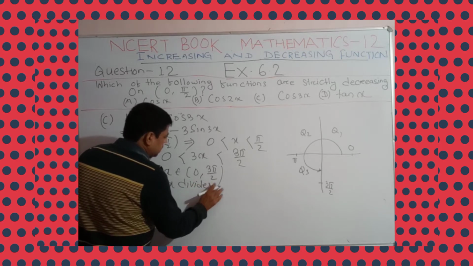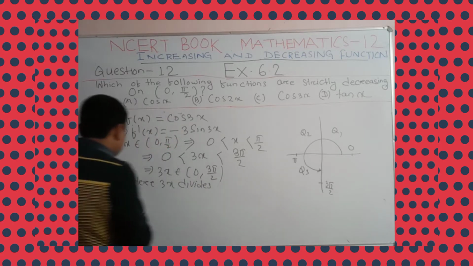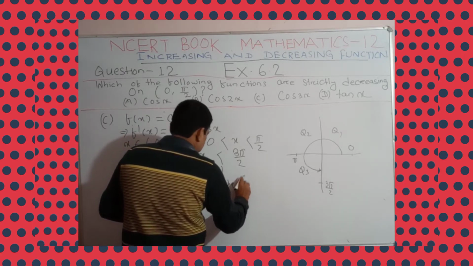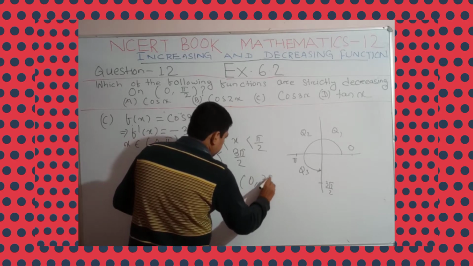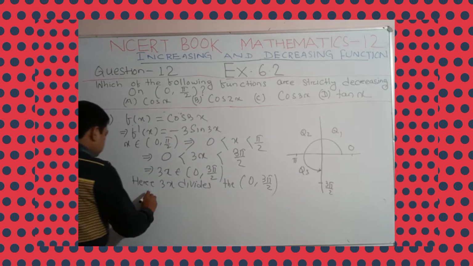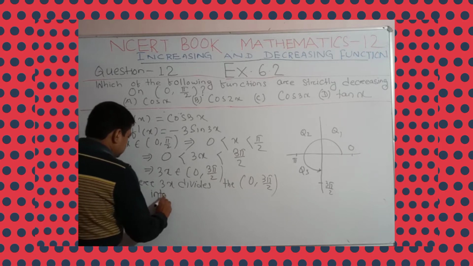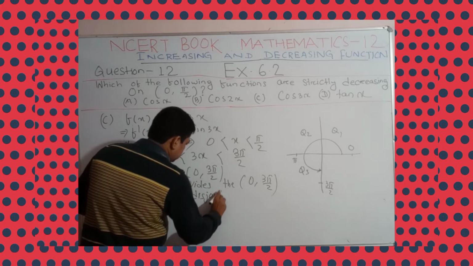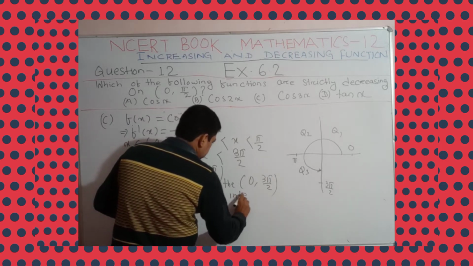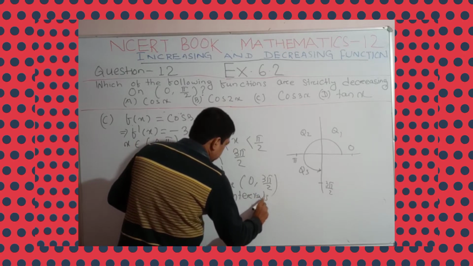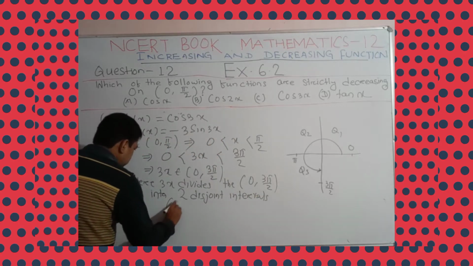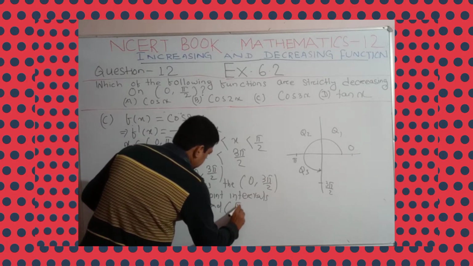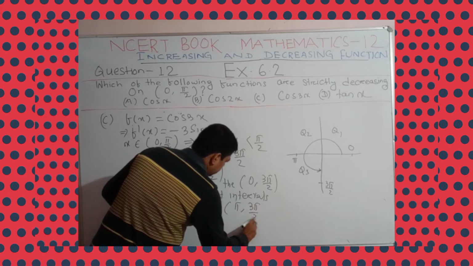Here 3x divides the interval 0 to 3 pi by 2 into two disjoint intervals. Yes or no? Two disjoint intervals. One is 0 to pi and another is what? Pi to 3 pi by 2. Here, understand?